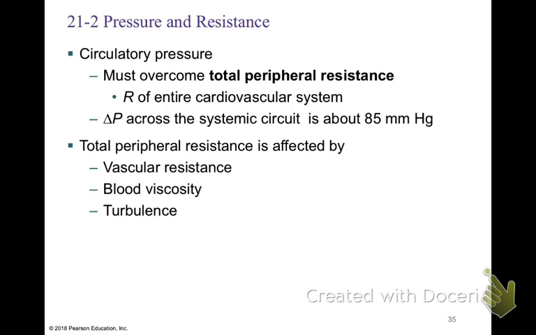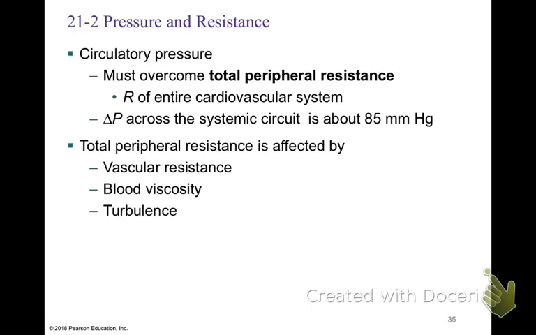Okay, so our overall circulatory pressure has to overcome our overall resistance. And there's peripheral resistance and there's central resistance. The central resistance is just the resistance within the heart. We're going to totally neglect that at this point and talk about peripheral resistance. The peripheral resistance is the resistance in all of your blood vessels combined.